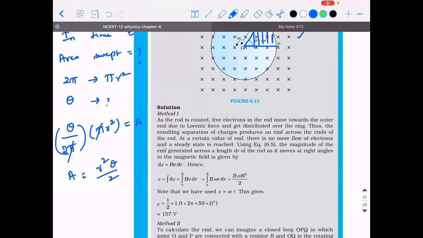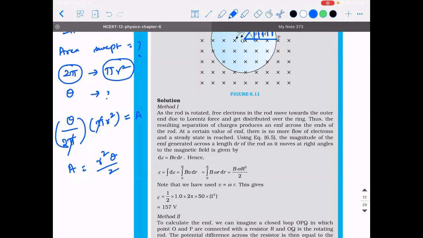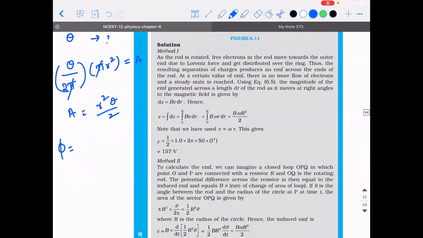Did you understand? When the rod revolves around 2 pi radians, it covers an area of pi r square. When the rod revolves to an angle theta, it covers an area of how much? Theta by 2 pi into pi r square, so it is r square theta divided by 2. Then what is going to be the flux value? B into r square theta divided by 2.